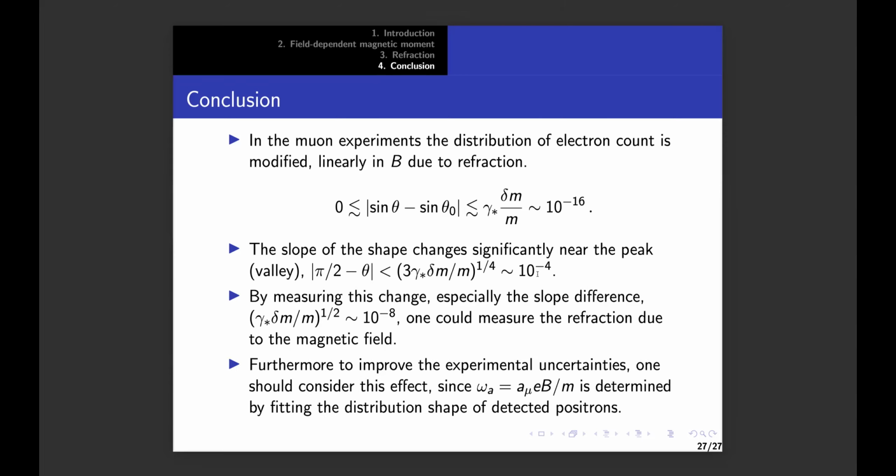Furthermore, to improve the experimental uncertainties, currently at the parts per million level, one should consider this effect, because the anomalous magnetic moment is determined by fitting the distribution shape of detected positrons.